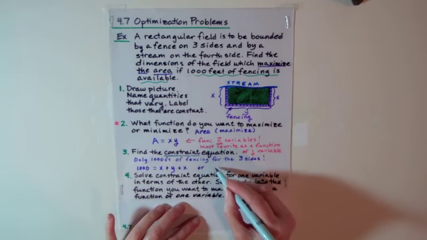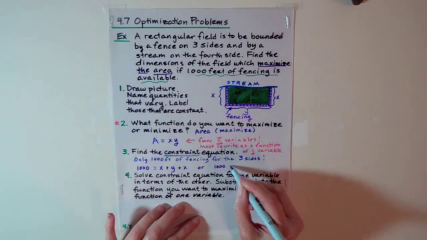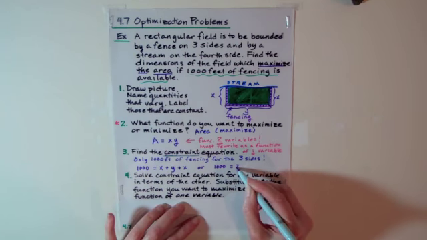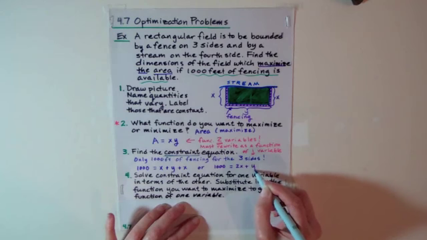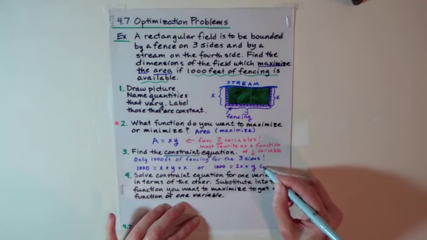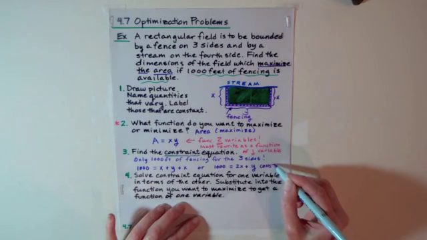Or you could write this as 1,000 is equal to 2x plus y. And this is what's referred to as the constraint equation.